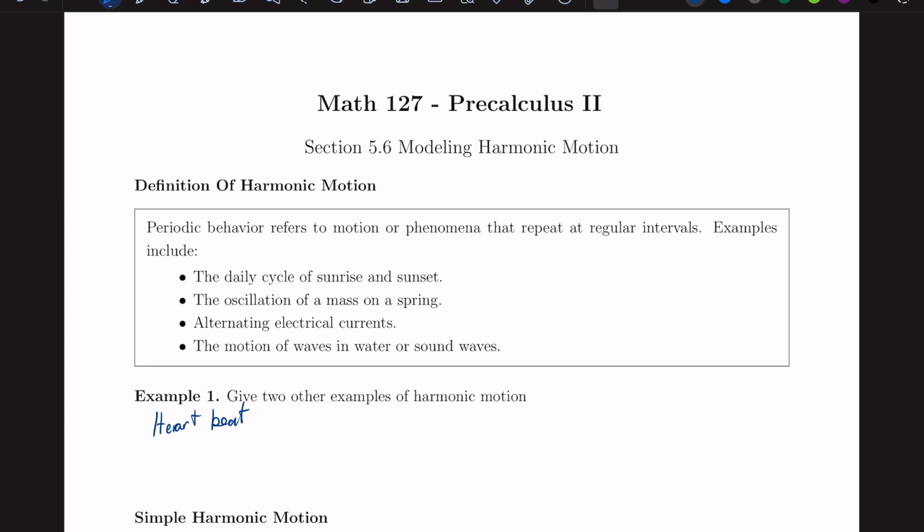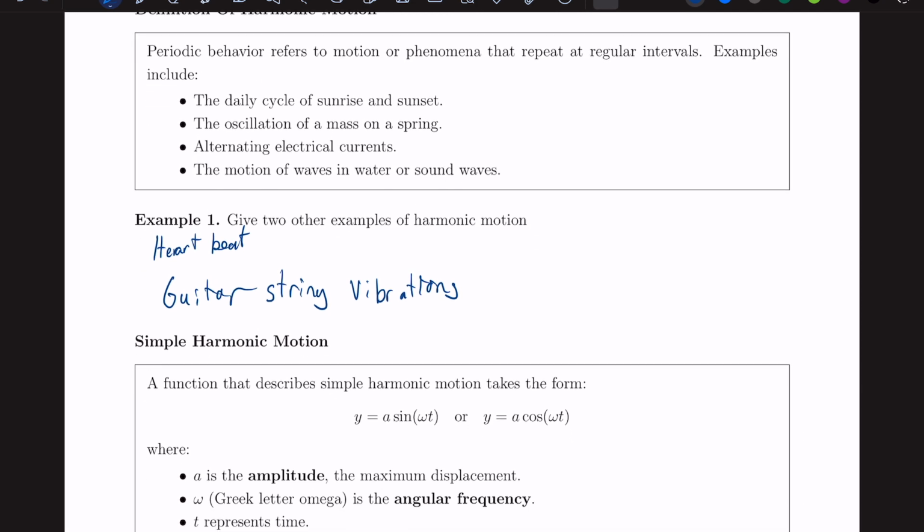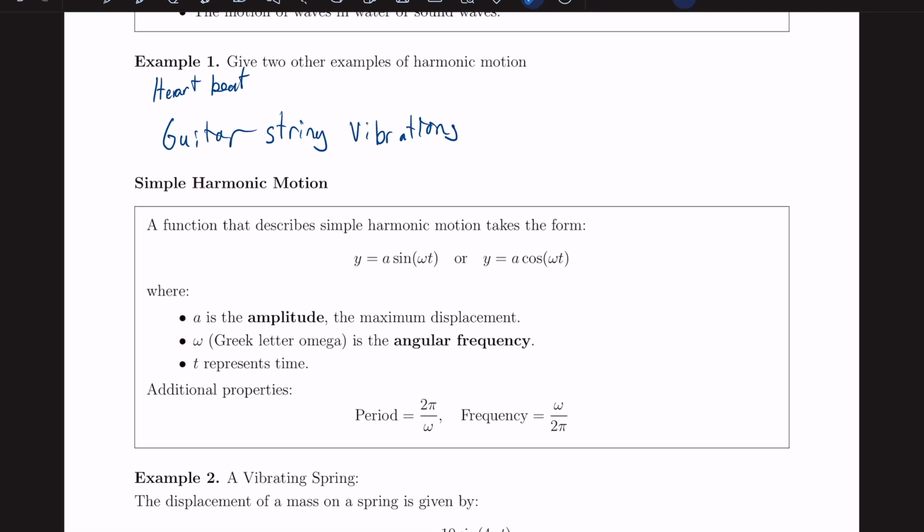And another thing is musical instruments. Like take a guitar. So a guitar, string vibration. That string vibration is what makes the sound waves because it's vibrating in harmonic motion. Okay, so string vibration. So these are two things of harmonic motion. So we're going to be focusing on simple harmonic motion, something that looks more or less like this for our purposes.